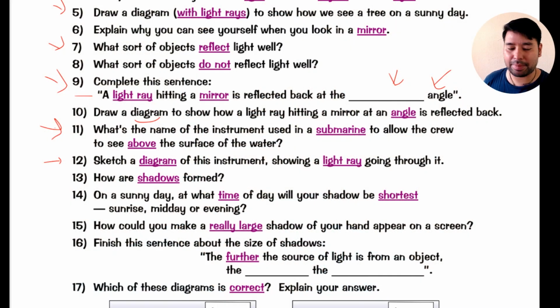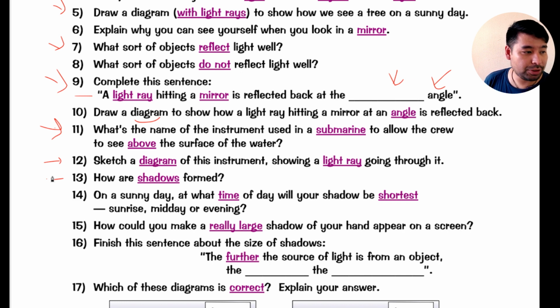And getting back, 13. How are shadows formed? How does a shadow form? Like how does it work? Again, you go back a little bit.